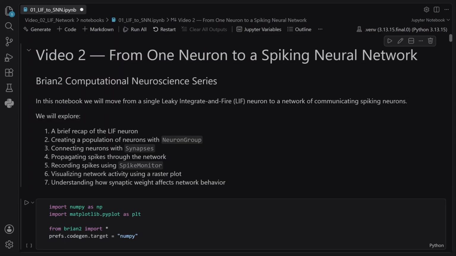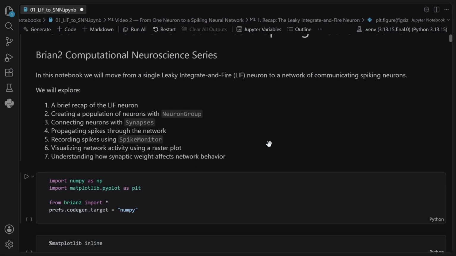Another thing about Brian 2 is it has built-in systems for physical units. This helps in avoiding common bugs from mismatched units, keeps your model physically meaningful, and makes your code more readable and reproducible. Let's start with a brief recap.